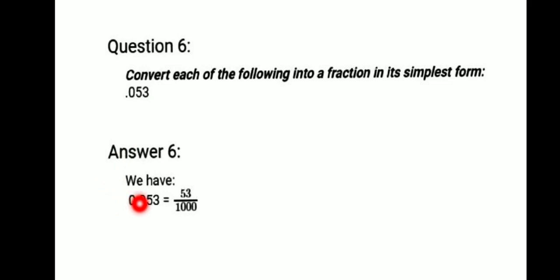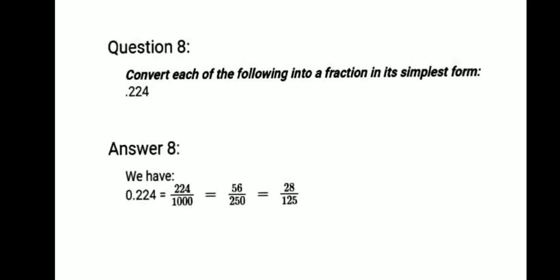0.053, we have 0.053, so the fraction should be 53 upon 1000. Okay, because here the decimal has 3 decimal places, so you have to write the fraction 53 upon 1000. Next, question number 7, convert each of the following into fraction in its simplest form.